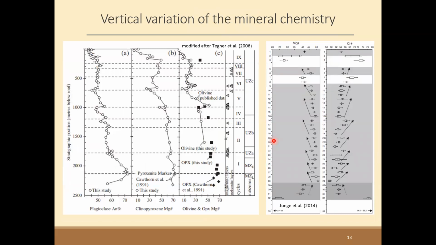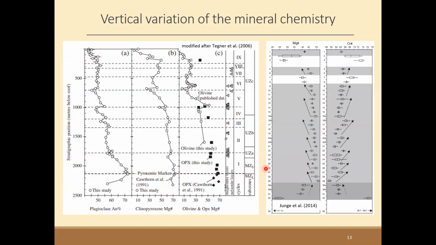Coming a bit to a slightly different topic, but we have seen these kinds of maps or diagrams now quite often. If you read about layered intrusions, you of course come across these very frequently. A study Chris Tigner did some time ago on the upper zone simply showed the distribution of the anorthite content vertically, and simultaneously what is happening with the clinopyroxene and magnesium number.